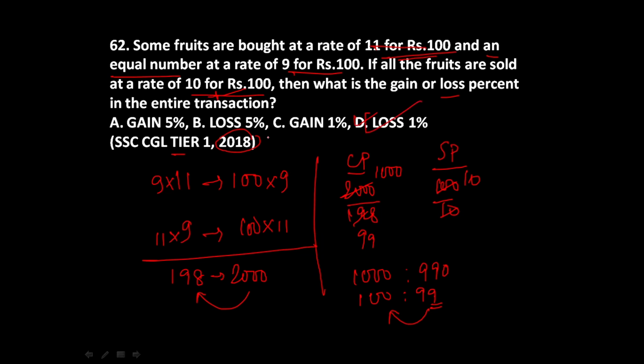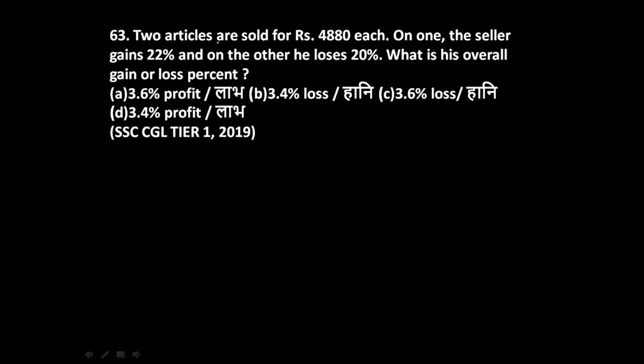Otherwise it will be a calculative one. If you have any issue, you can ask. Moving to the next one. Two articles are sold for 4880 each. On one the seller gains 22%, on the other his loss is 20%. What is the overall gain or loss percentage? How will you solve it?